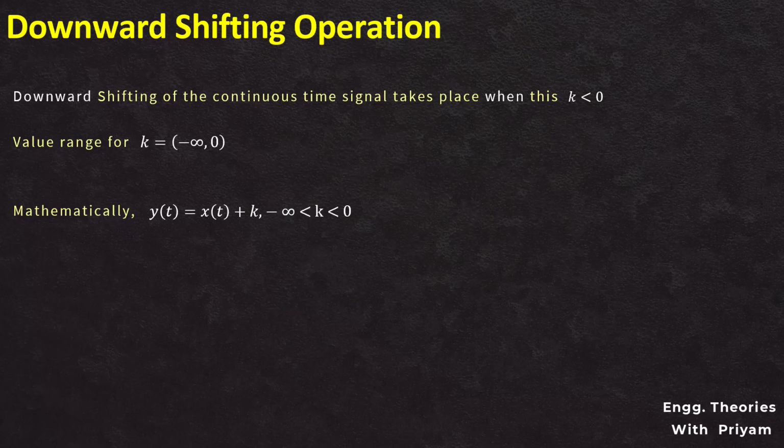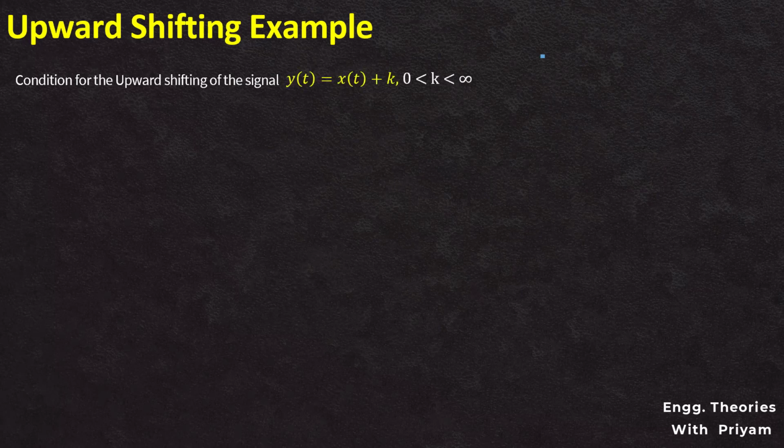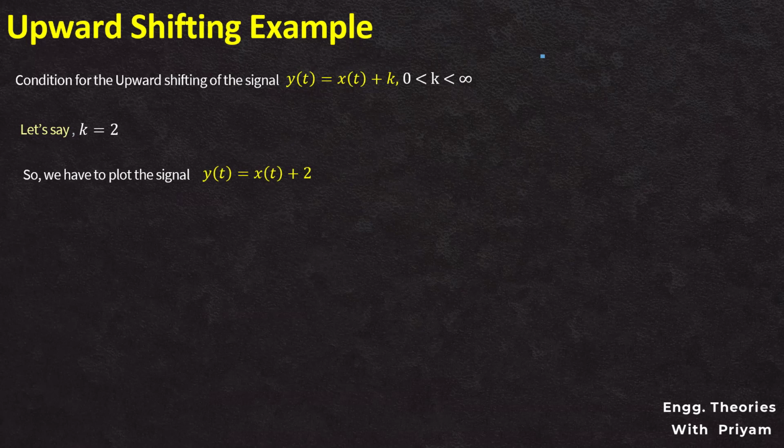Now let's see an example for the upward shifting operation of the continuous time signal. The condition for the upward shifting operation of the signal x(t) was y(t) is equal to x(t) plus k, where k lies between 0 and infinity. Let's say k is equal to 2. So we have to plot the signal y(t) where y(t) is equal to x(t) plus 2.